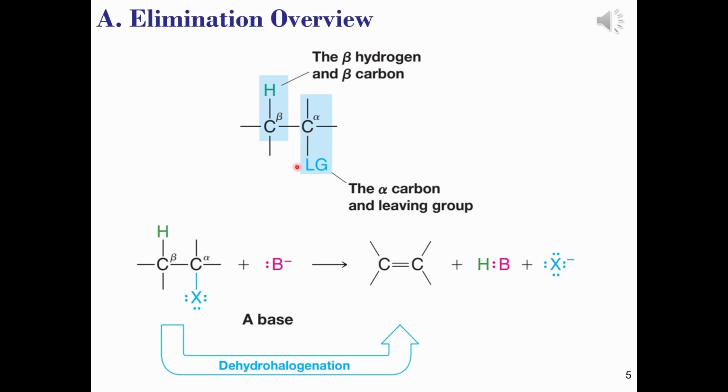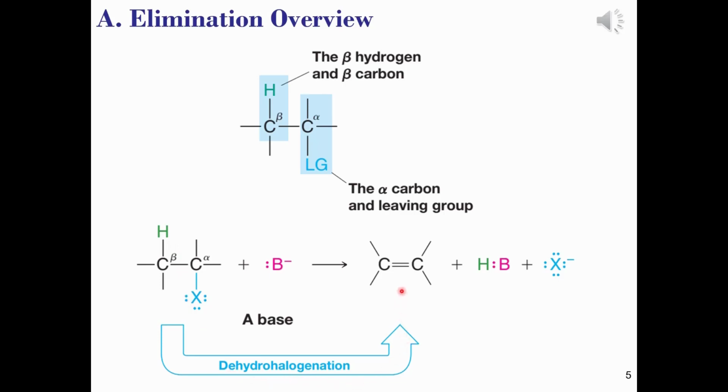Second, the alpha carbon needs to contain a good leaving group, and this is similar to substitution. For E1, weak bases will be sufficiently strong enough to remove a hydrogen atom from the beta carbon, and in so doing will form a conjugate acid of that base. However, for E2, a strong base will be required. Lastly, here is some more terminology. A process that involves specifically the removal of a hydrogen and halogen atom is called a dehydrohalogenation reaction.